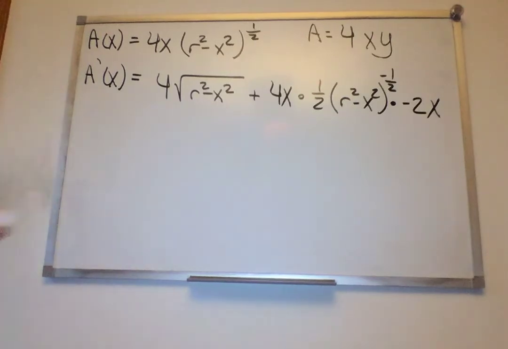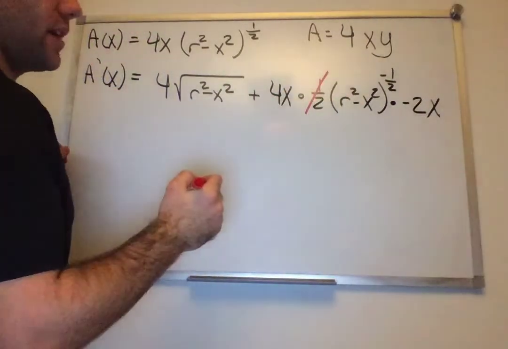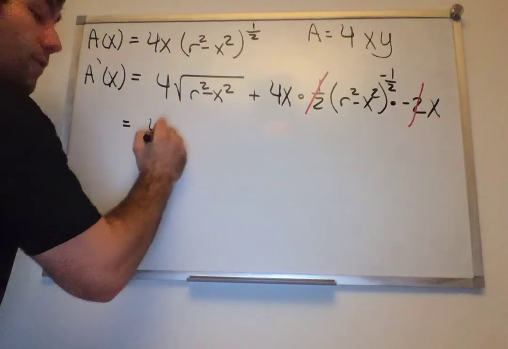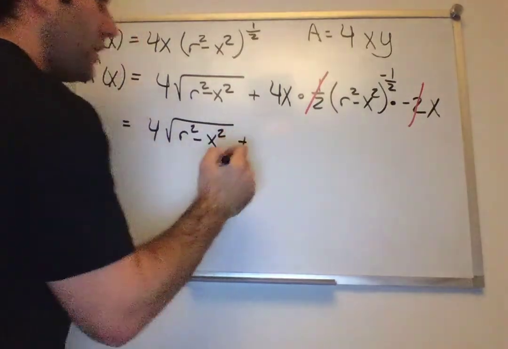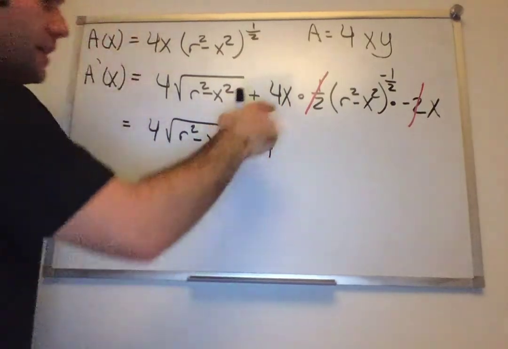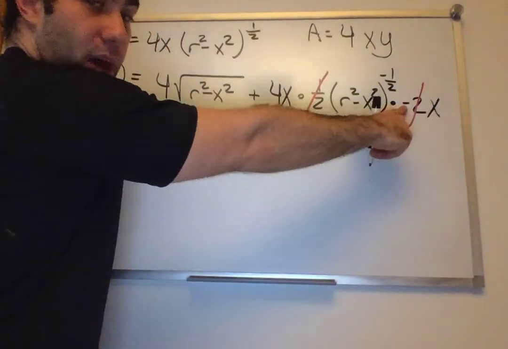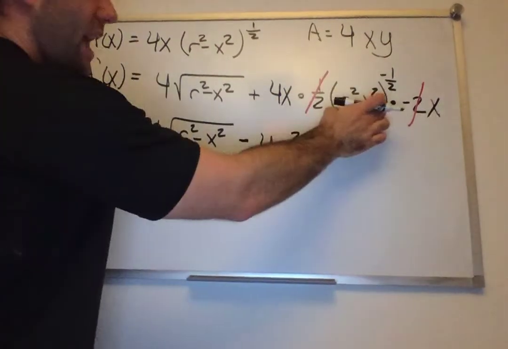Alright, so some things cancel. Let's see. This right here, I can cross that off with that 2 right there. That's the only thing that really cancels. Let's clean it up a bit. So, 4 square root r squared minus x squared plus 4x times x is x squared. This has a minus, so this plus should actually be a minus. I missed that. And then we have this piece right there.